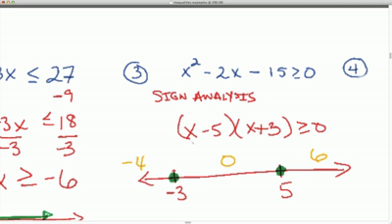So when I plug in a -4, I don't care about the actual value, just the sign. -4 minus 5 is negative. -4 plus 1 is negative. Two negatives times each other give you a positive. So everything to the left of -3 is positive and above the axis. Then when I plug in a 0, I get -5 times +3, which is a negative number. So everything between these two numbers is negative, or below the axis. And then when I plug in a 6, I get two positive numbers multiplied together, and that's a positive.